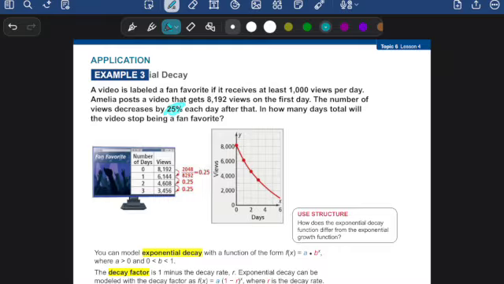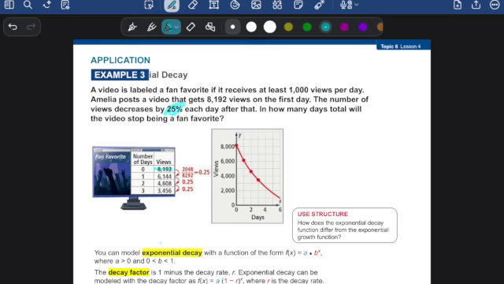Okay, so after 1 day, it's decreased by 25%. So you can just take 25% off the previous day. So 25% of 8,192 is 2,048, which leaves 6,144. Then you do the same, because we're multiplying by 0.75: 6,144 times 0.75 would be 4,608. One more time, 4,608 times 0.75 is 3,456. So we can keep doing that to figure out how many days it takes to get to or below 1,000.